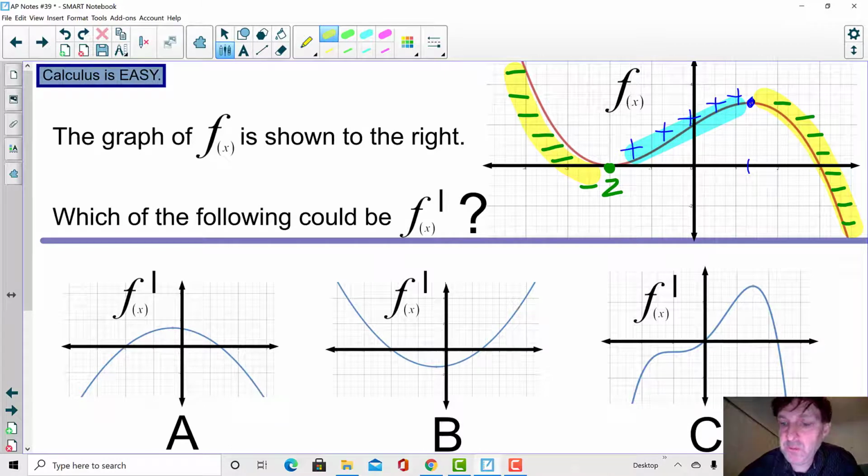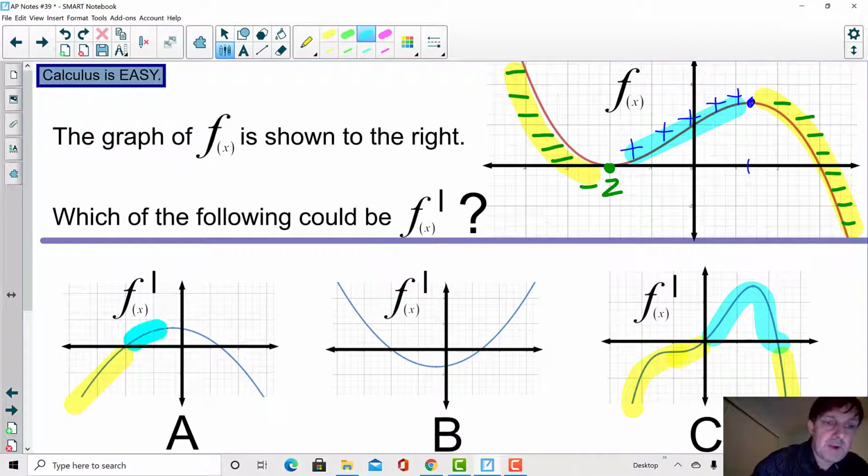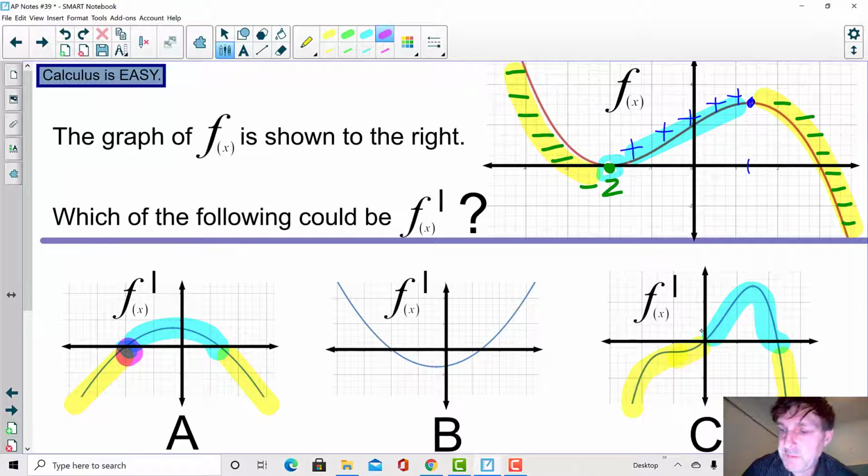Now I do want you to notice that c is negative, then positive, then negative. And the same thing with a. A is negative, then positive, and then negative again. However, the spot where the f prime changes is different for those. We're supposed to change at -2. For letter A, it does change at -2, but for letter C, it changes at 0.